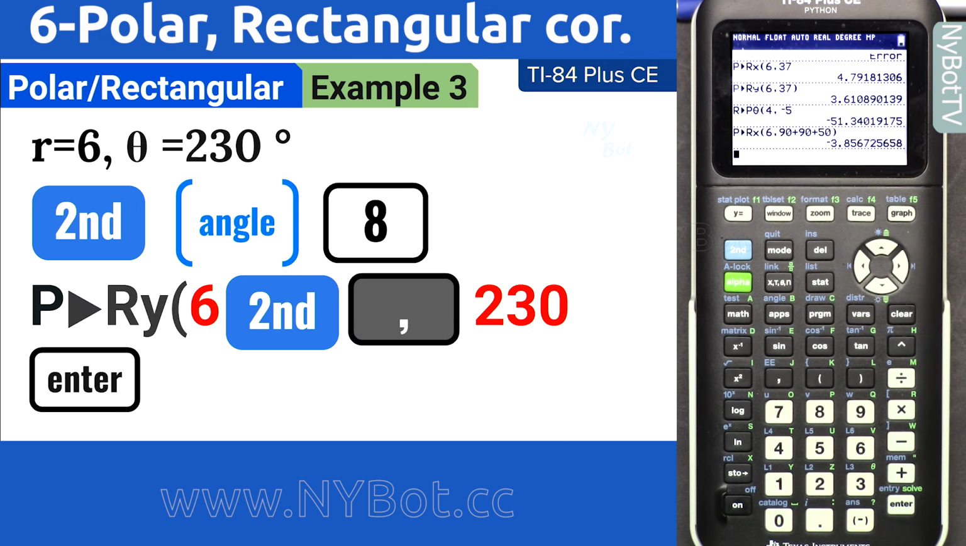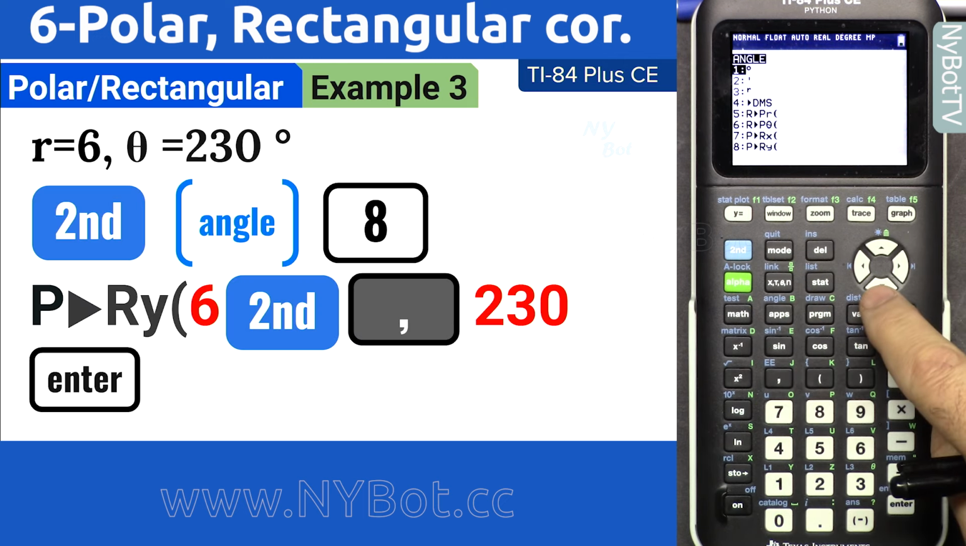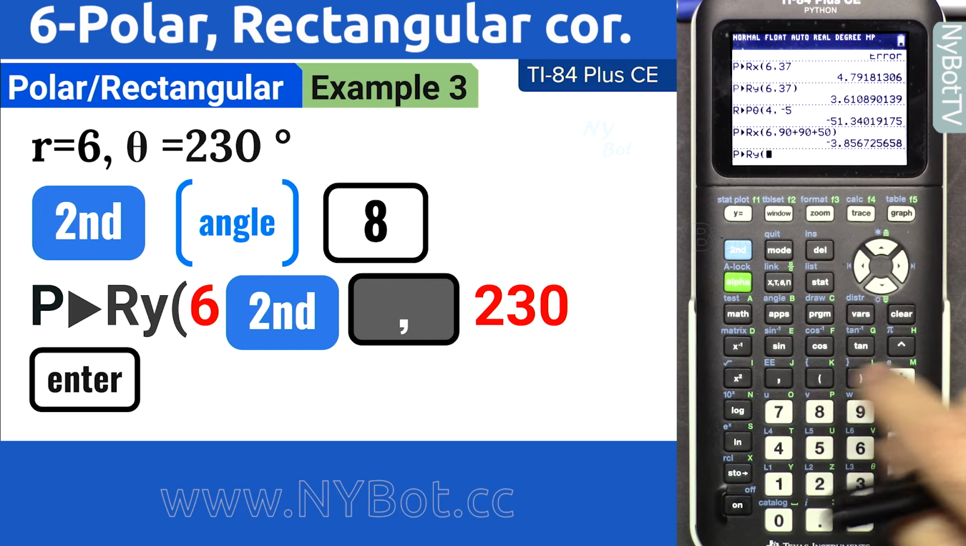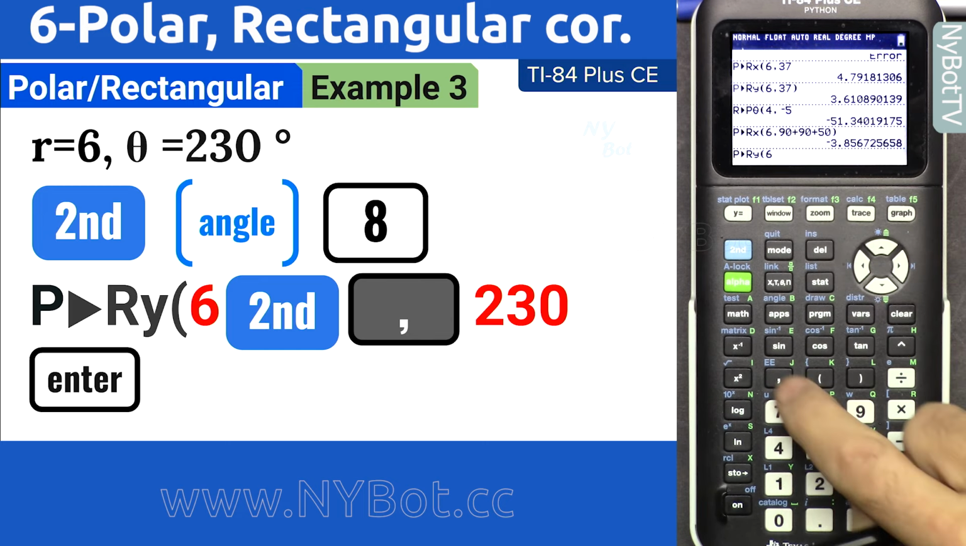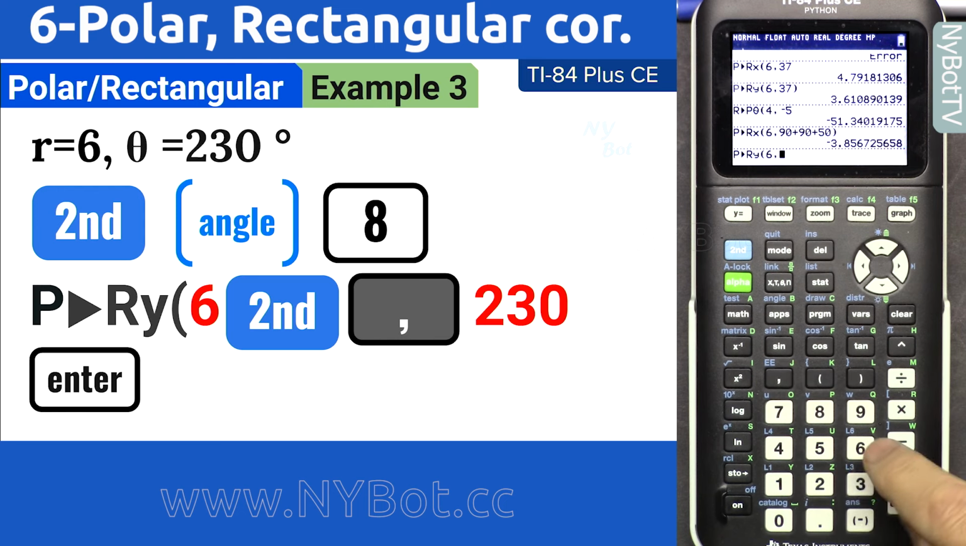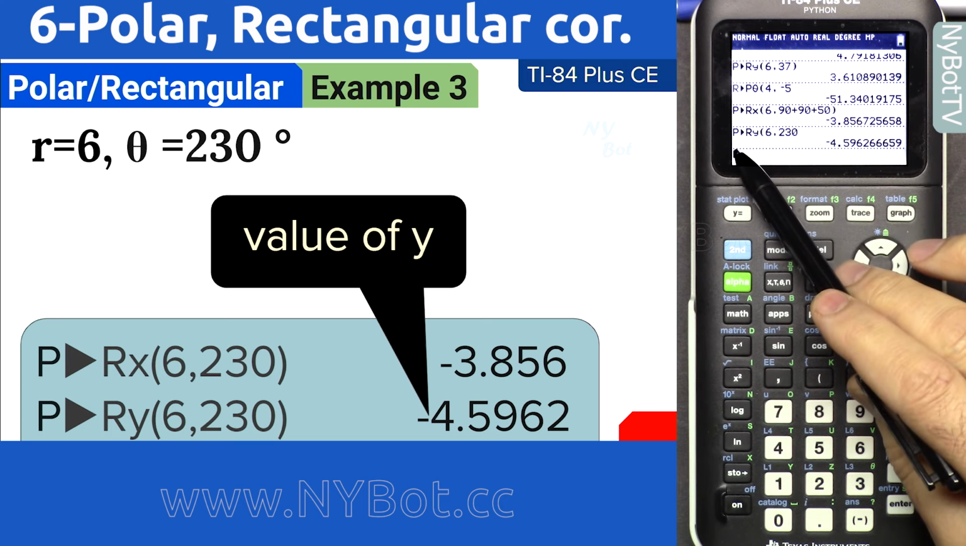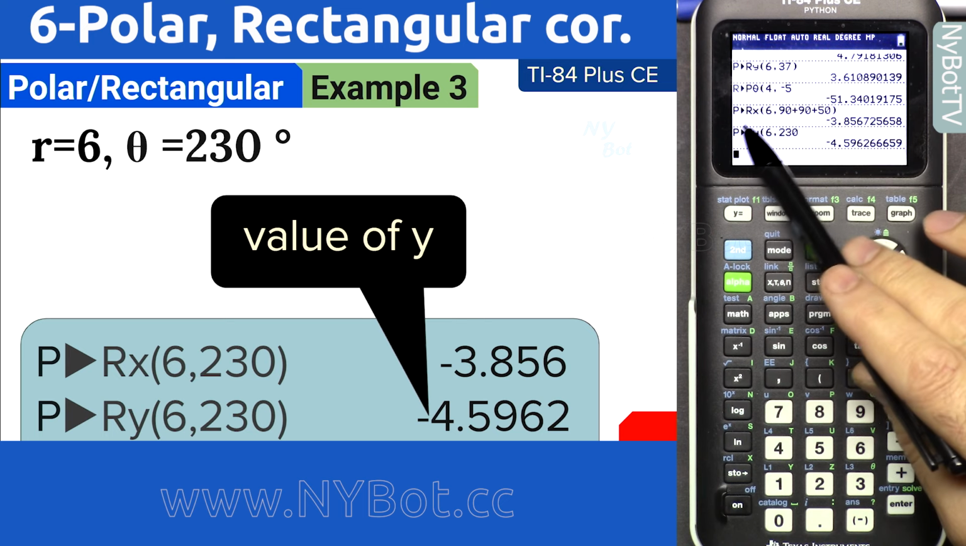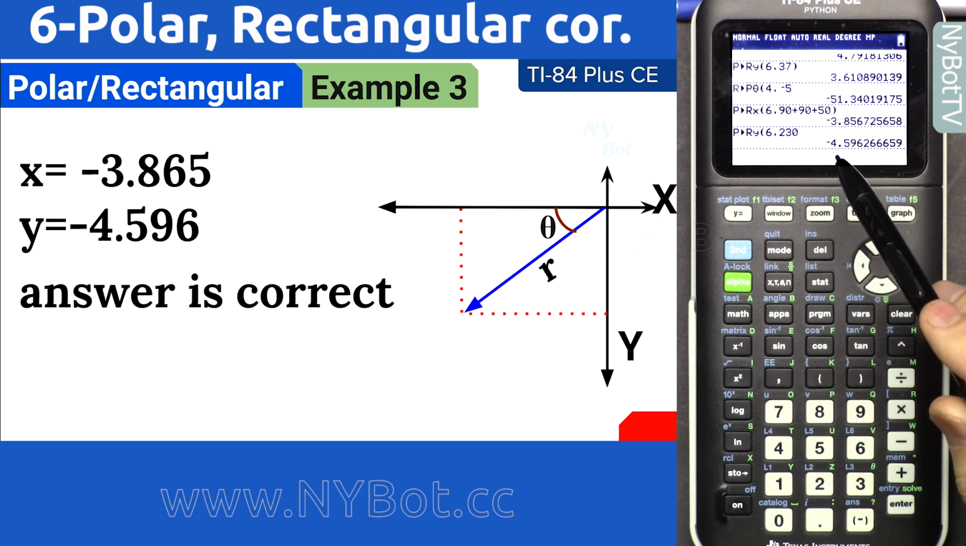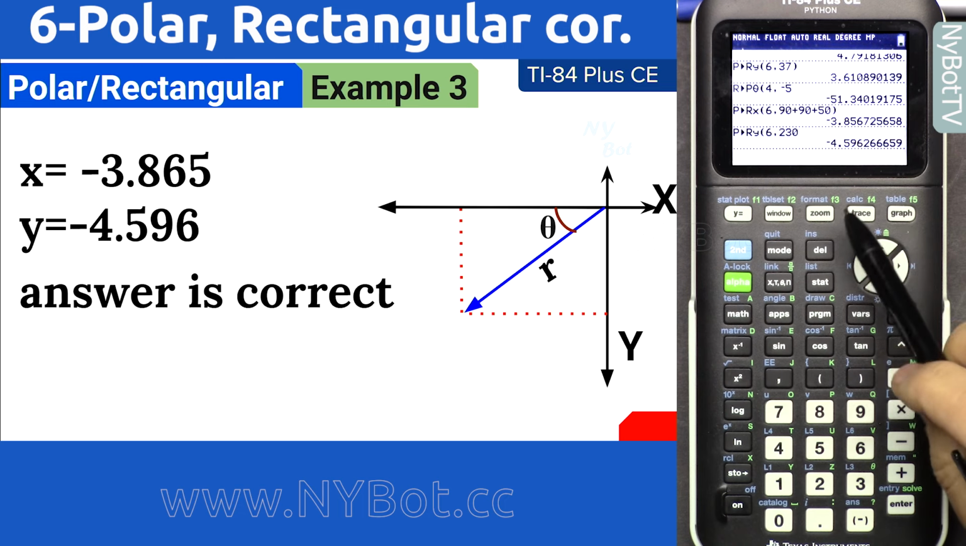And now let's get y, second function, angle. Now I'm pressing 8, 6, comma. Now let's enter 230, and we got the y value here because it says polar to rectangular, get y, as opposed to get x. And as you can see here, because the x is minus 3.8, it's on the left side, and y is also below the x-axis, minus, so our answer is correct.